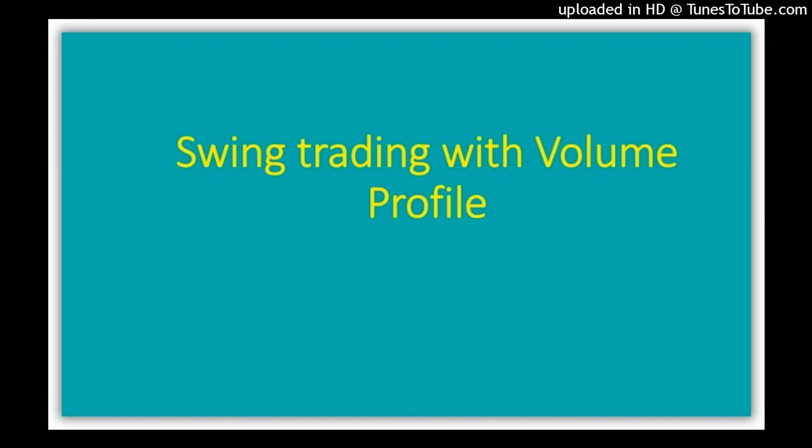Now, the big advantage to swing trading, it does not consume too much time, so you can also go to work and also do swing trading, which is really cool, for example, for people who want to keep their job and also do trading. So this is totally doable with swing trading.